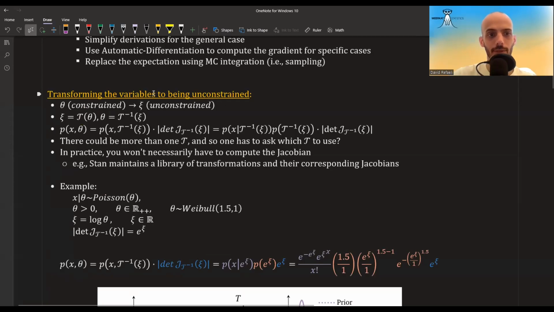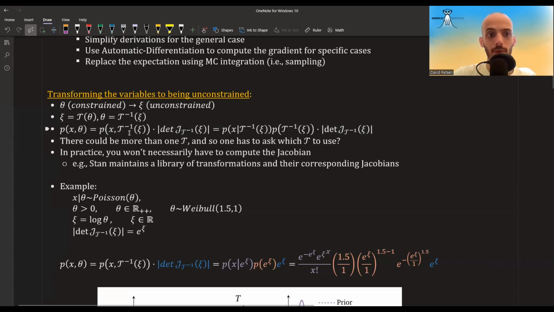So first, we're going to transform the variables to being unconstrained. This requires multiplication by the determinant of the Jacobian. Okay, so we transformed theta into xi by some transformation. So theta is the inverse transformation of xi. So we can write now the joint like this. We replace theta basically with this quantity. When we change this in distributions, we have to multiply by the determinant of the Jacobian of the inverse transform. So it looks like this. And we can also break the joint into the likelihood times the prior.